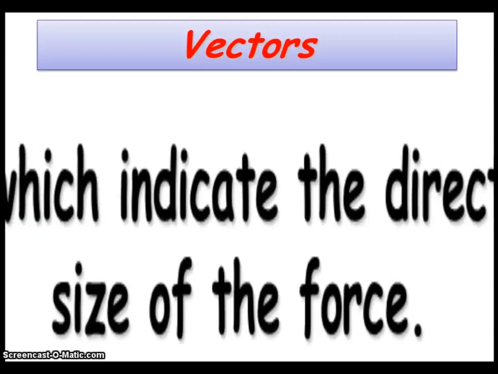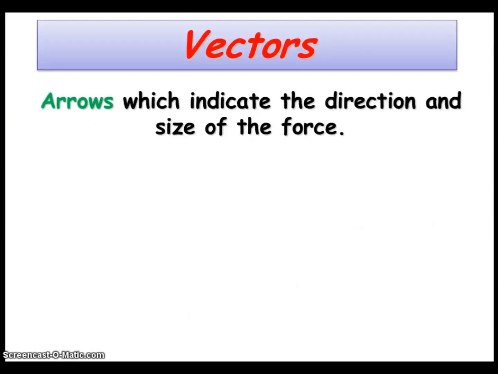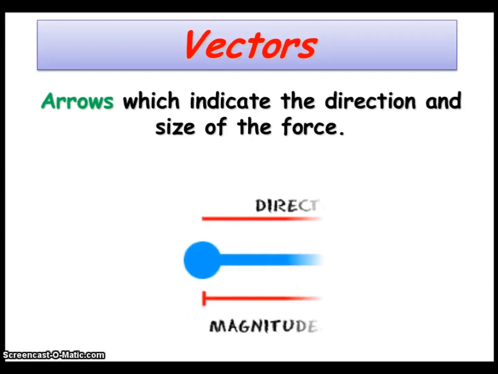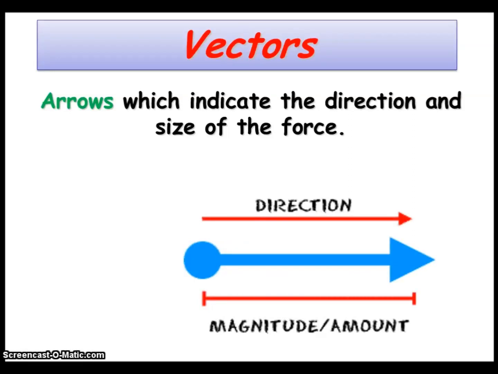So let's look at vectors. A vector is simply an arrow which indicates the direction and the size of the force. As you can see in the picture, you have the direction moving to the right with the red arrow. Below that, a blue, thicker line moving to the right as well, which indicates magnitude, or the amount. Sometimes you may notice in different documents that there is a wider arrow, which may also indicate a greater force.